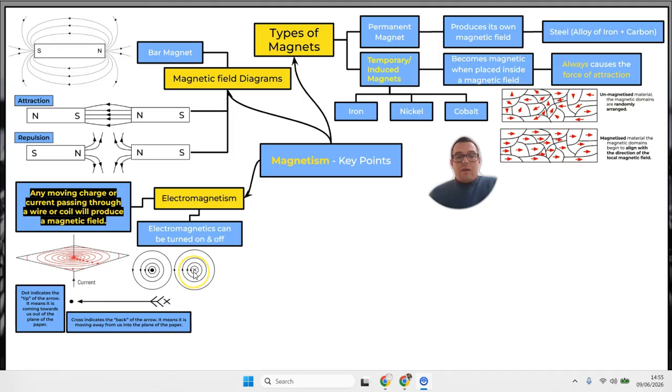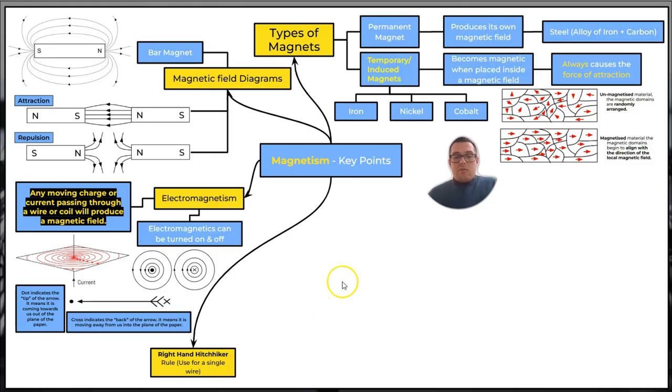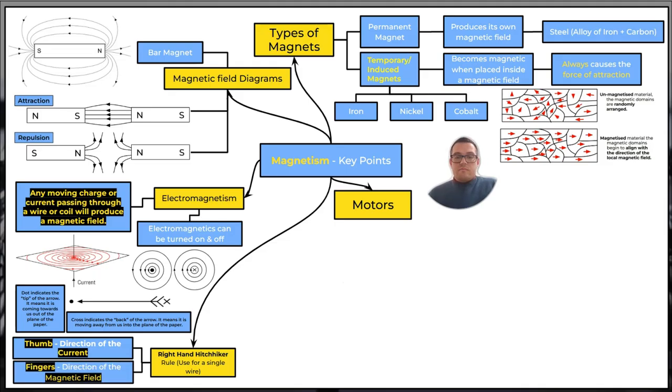This would be the diagram if the current was going away from us. So now you can see the X in the middle, that's the back of the arrow, so that means it's going into the plane of the paper or into the plane of the screen. So in summary of that point, the right hand hitchhiker rule, which we use for a single wire, the thumb indicates the direction of the current and your fingers indicate the direction of the magnetic field. So the next thing we have to then explain is motors.